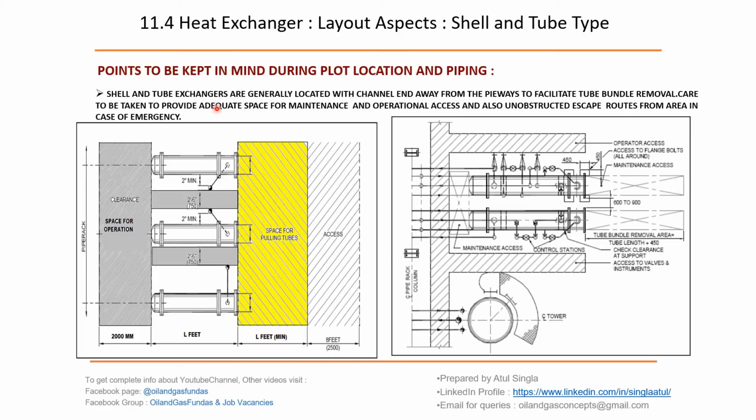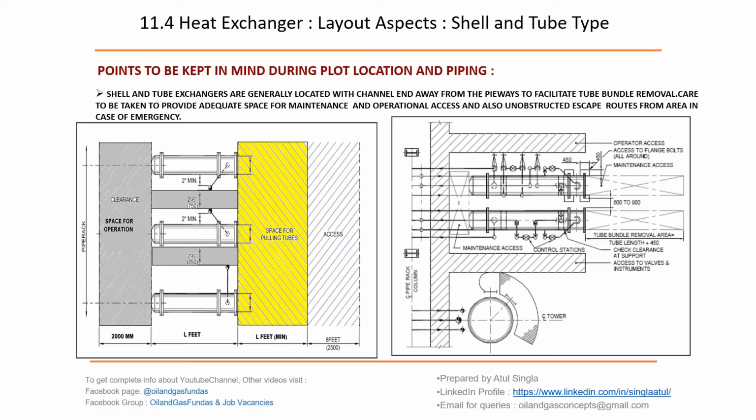Care must be taken to provide adequate space for maintenance and operational access, and also unobstructed escape routes from the area in case of emergency. So this is a typical arrangement. If we are closing our piping here, we need to have 750 minimum space in between. If the length of the exchanger is L, we need to start our layout with L spacing, considering it as a bundle pull out area.